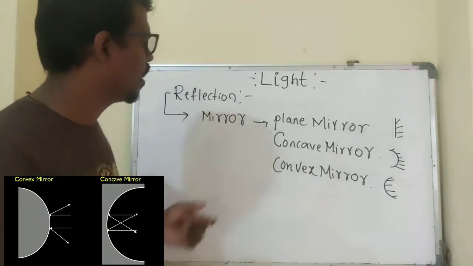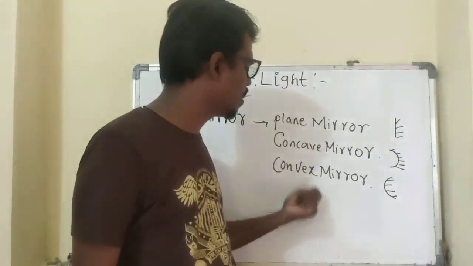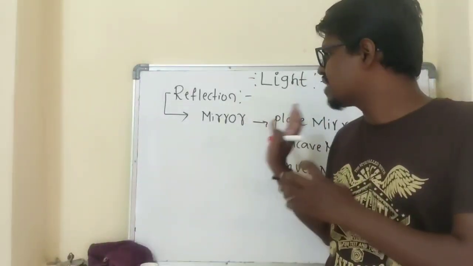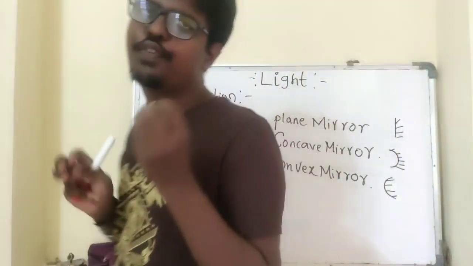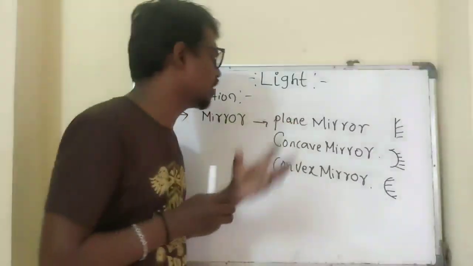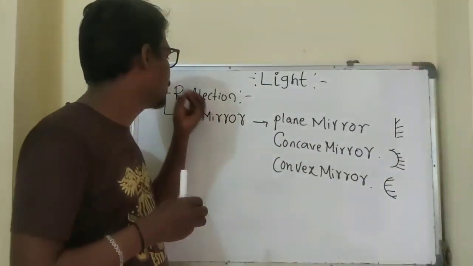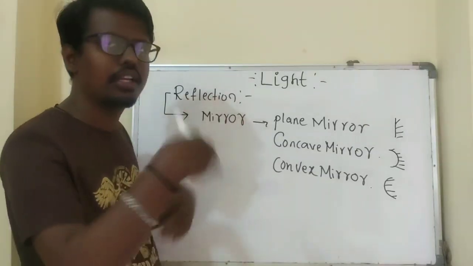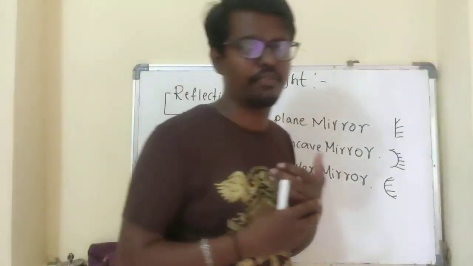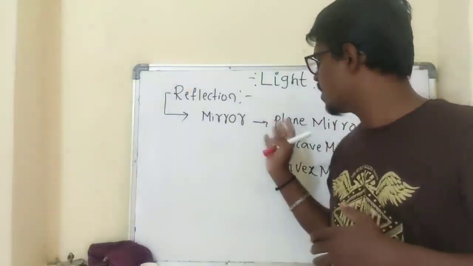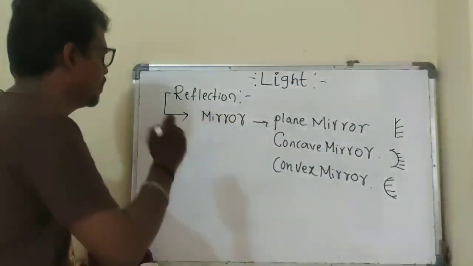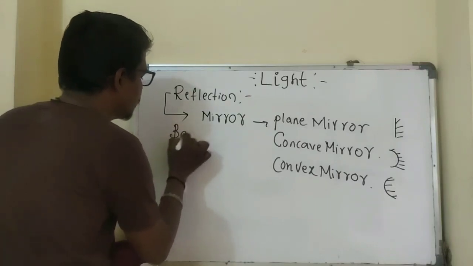Okay, now we have the idea of plane mirror, concave mirror and convex mirror. Now I will explain the basic terms used in mirrors and in the phenomenon of reflection. First we will see reflection, and in the next class I will explain refraction. Don't worry. First we will see the basic terms of a mirror.